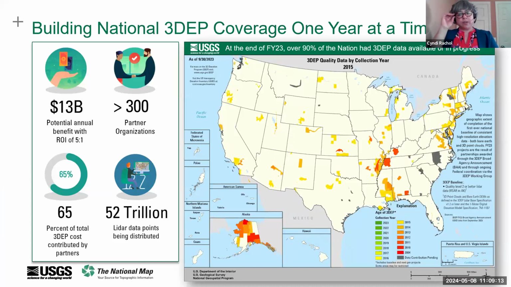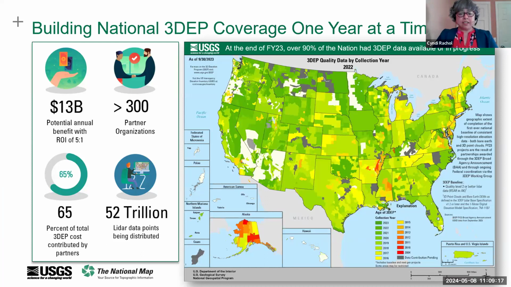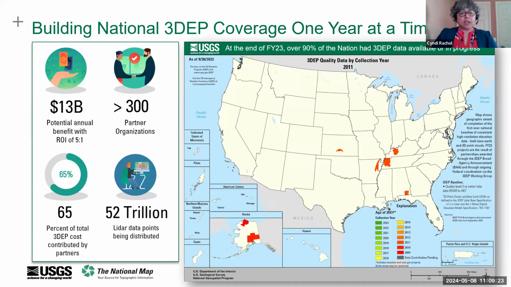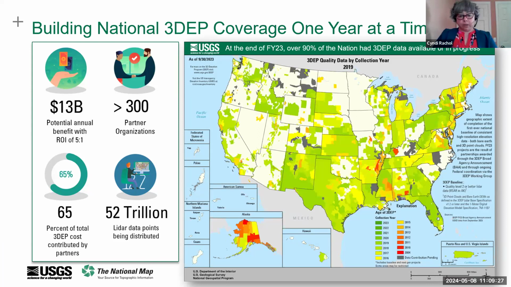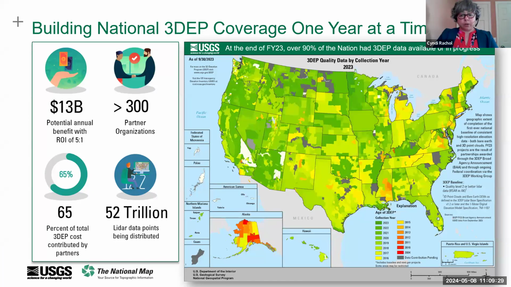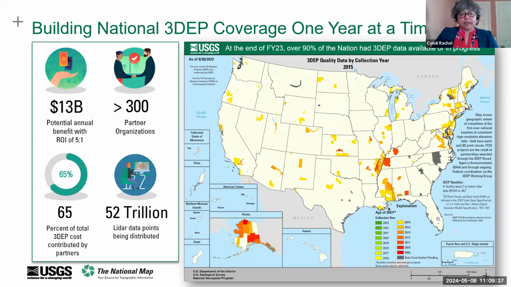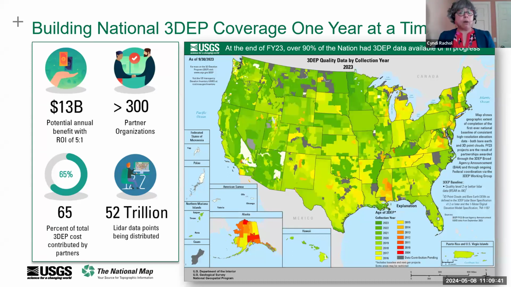So building the 3DEP national coverage has been accomplished one year at a time. This map shows the vintage of acquisition by color, starting with the red in the early 2000s and running through orange, yellow, and green up to this past October. By the end of October, we had nearly 95% of the nation with 3DEP data available or in progress. The even more important thing about this map is that it shows us where new data are needed.